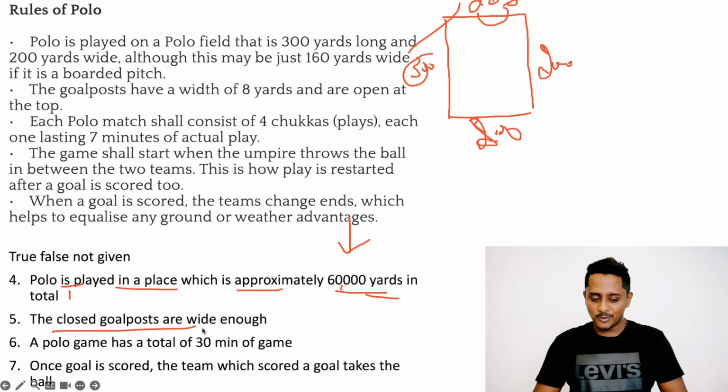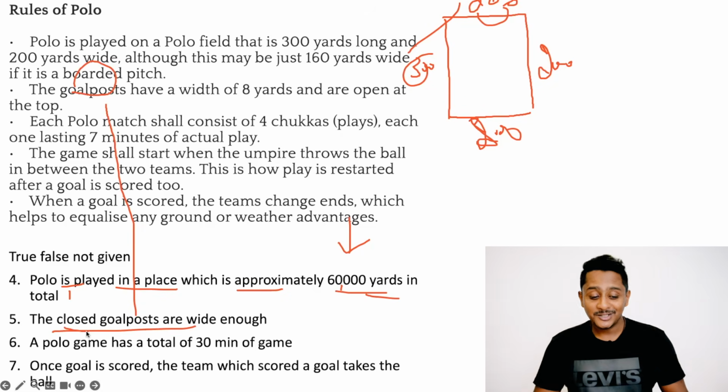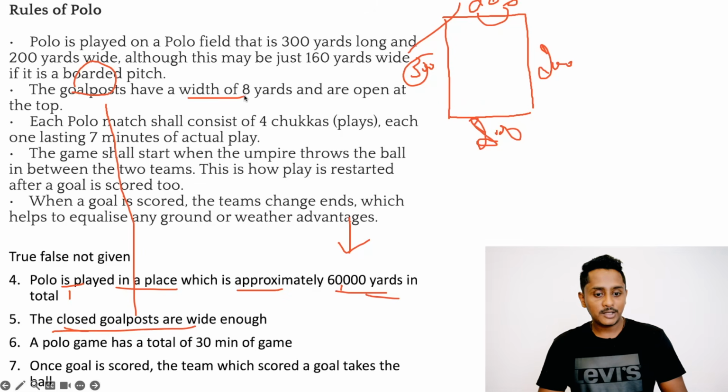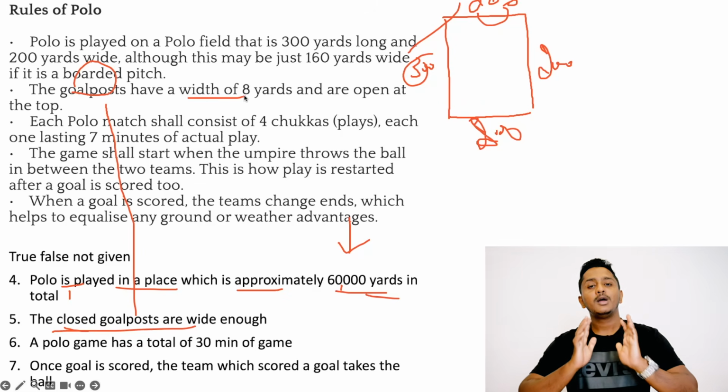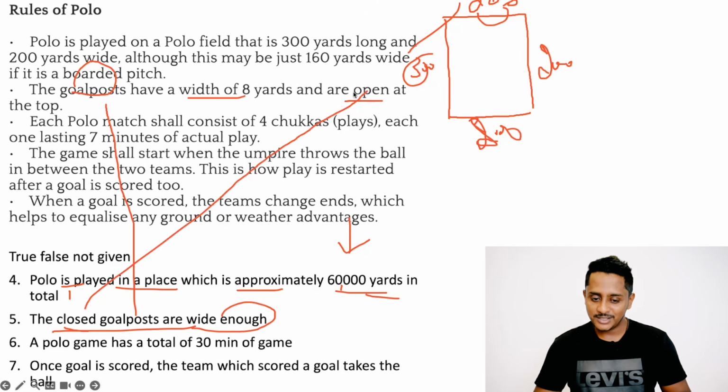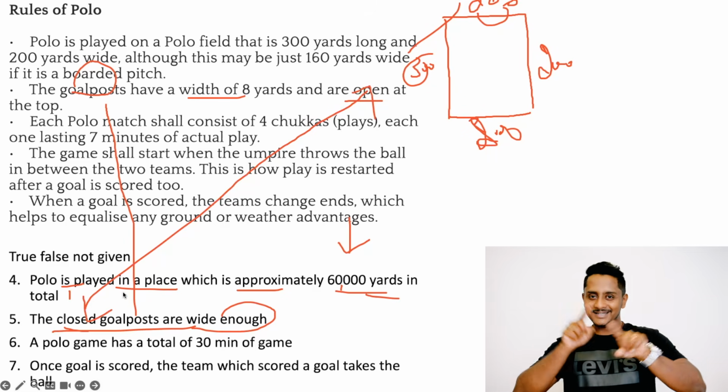The closest goal posts are wide enough. Okay, you need to go after where the goal posts are. Sorry, not the closest, the closed goal posts are wide enough, have a width of 8 yards. People think, is 8 yards width wide or not, but the concept is about wide enough here and are open at the top. Here, closed and open. That is where the logic resides.